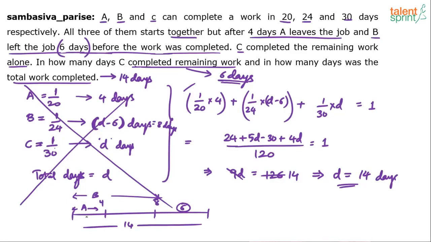So in this window, all A, B, C worked. For the first 4 days, A, B, C all worked. For the next 4 days, only B and C worked. For the last 6 days, only C worked. You're getting it? So 6 and 14 is the answer, which I don't think anybody has marked. So all of you are wrong. 6 days and 14 days is the answer.